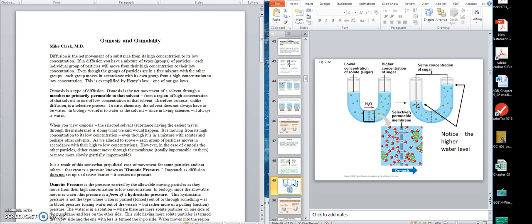Now here's where the clincher comes. That means that water has a stronger effect now. It has a pressure. Osmosis exerts a pressure. Diffusion does not. Listen to me again. Osmosis exerts a pressure. Diffusion does not. Why? Because in diffusion, there's no prejudicial process.